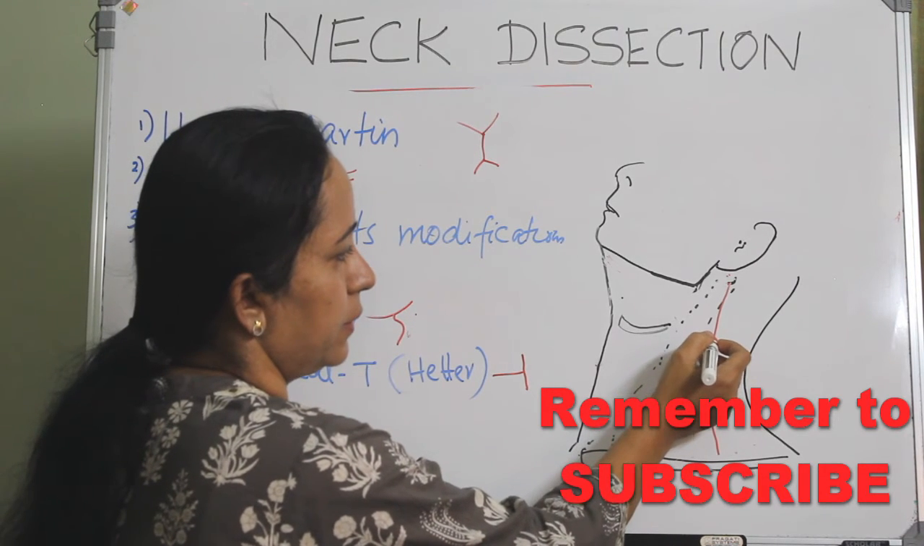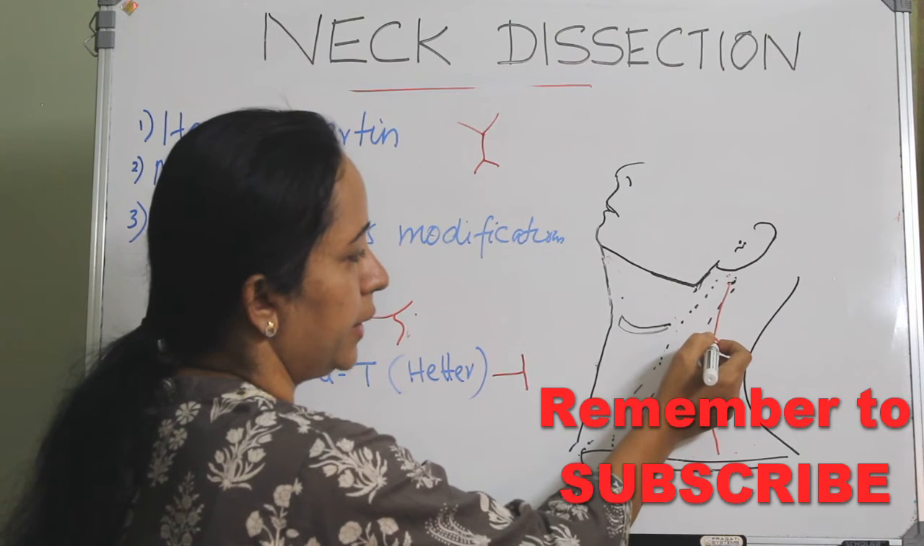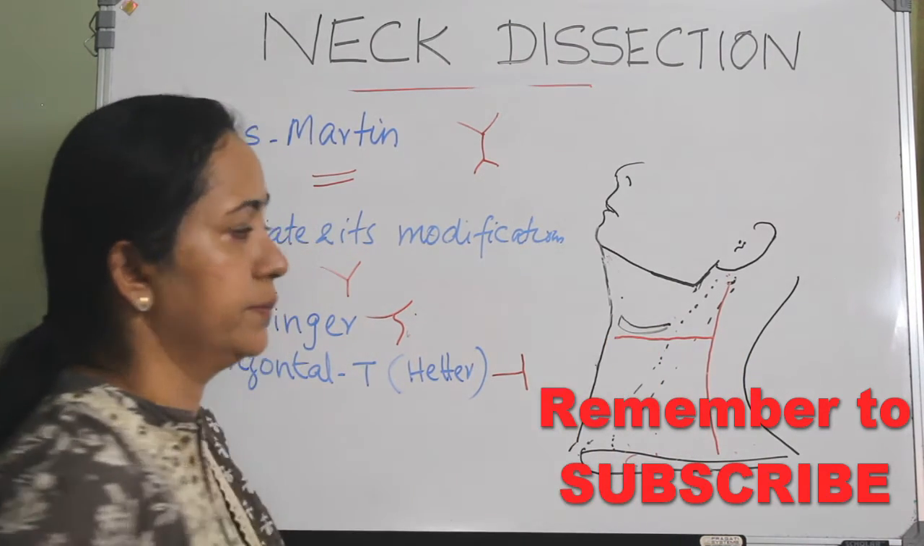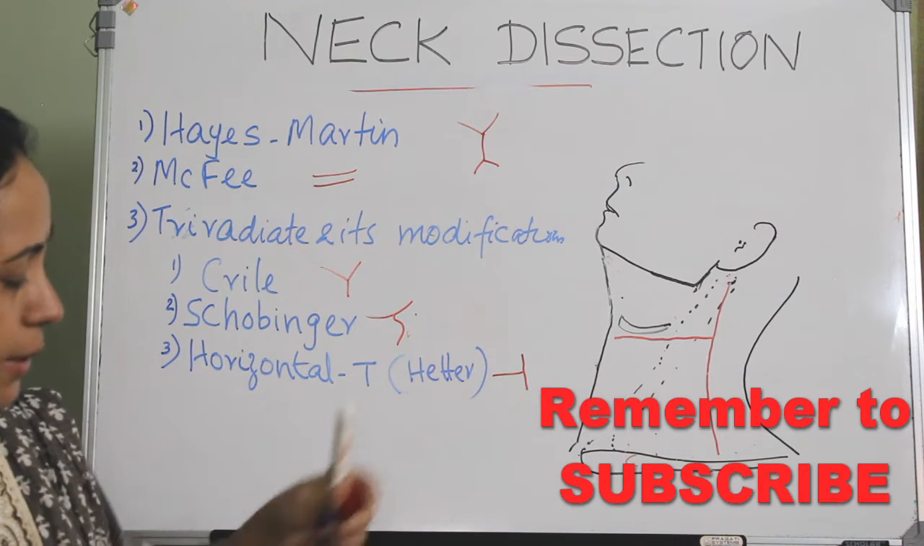limb comes at 90 degrees from the vertical towards the midline below the hyoid bone. Okay, so that is the horizontal T.